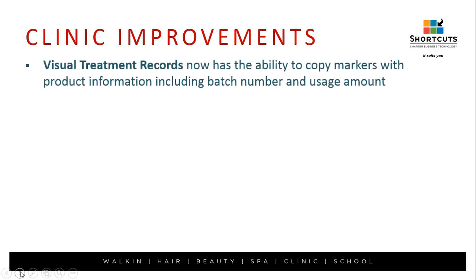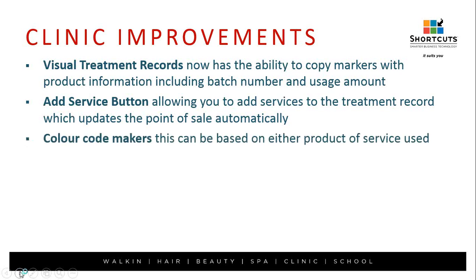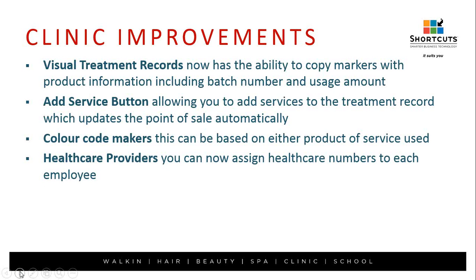We have visual treatment records, so you're able to put markers and product information, including batch numbers and usage amounts, into shortcuts, so you can put a bit more information in. There's an add service button which allows you to add services to a treatment, and it updates point of sale automatically. We have colour code markers, so you can specify whether it was based on a product or a service. And you can also associate healthcare providers and assign healthcare numbers to employees.